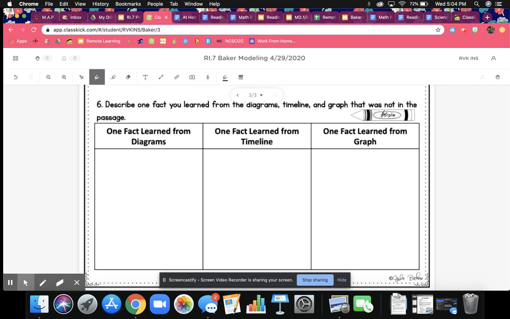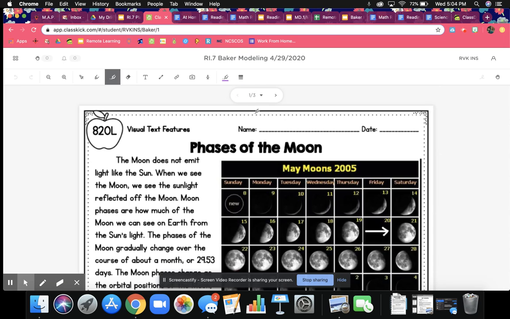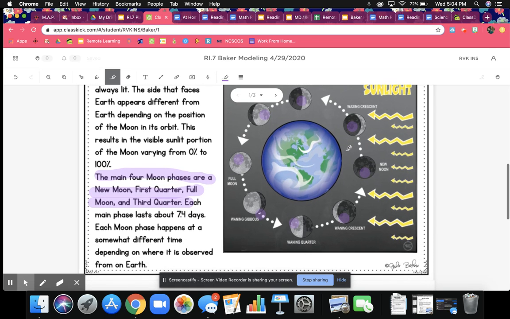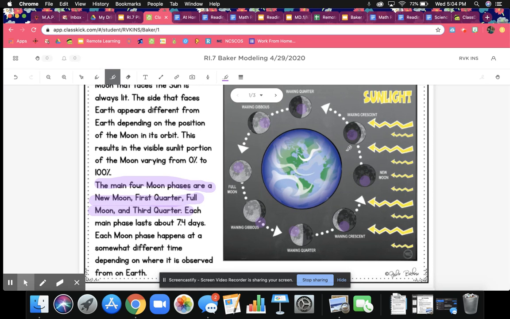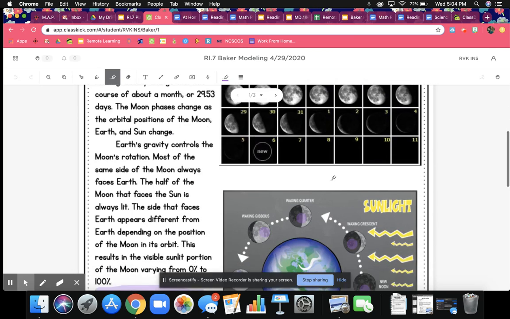Now, number 6, purple. Describe one fact you learned from the diagrams, timeline, and graph that was not in the passage. So one fact learned from diagrams. I need my purple highlighter. Let's go to the diagram. Here's a diagram. I'm going to remember back to my second question yesterday. Remember that this says the main 4 moon phases are these, but this diagram shows me that there are 8.